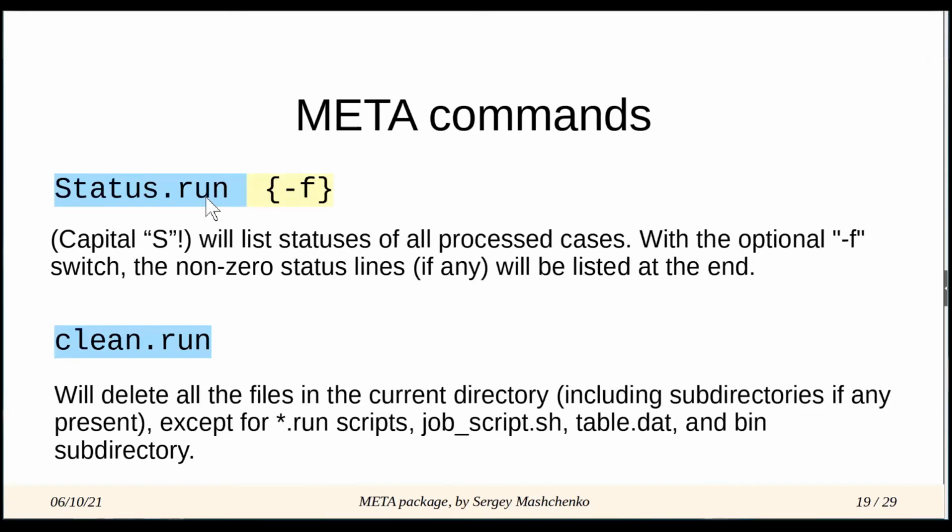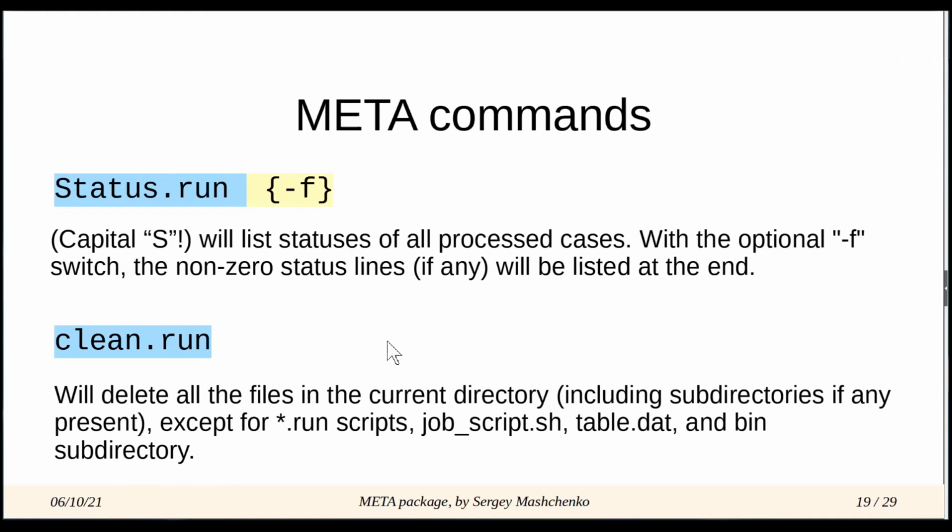Very useful is status.run with a capital S, especially if you use it with -f. All the things which have been already computed are analyzed and presented. The exit statuses are presented. And if you say -f, it will list at the very bottom any non-zero status lines. So it's an easy way to spot if there are any problems in your hundreds of thousands of computations. It also tells you which line on your list each corresponds to, so you can easily identify which cases were the culprit. And there is also clean.run if you want to completely clean this subdirectory and use it for new farm computations.